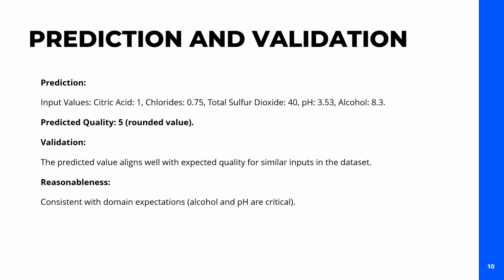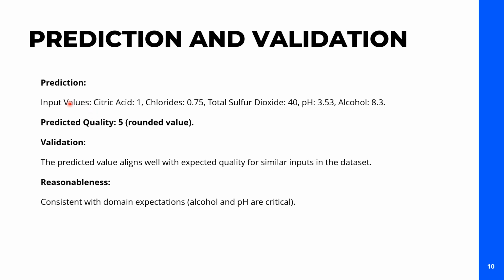Finally, the prediction and the validation. Using the WAM model, a test input predicted a quality score of 5, which is aligned with the expected values for similar wines. This demonstrates the model's predictive accuracy and practical applicability in assessing the wine quality. It's also consistent with the domain expectations, and the predicted value aligns well with the expected quality for similar inputs in the data sets as well.